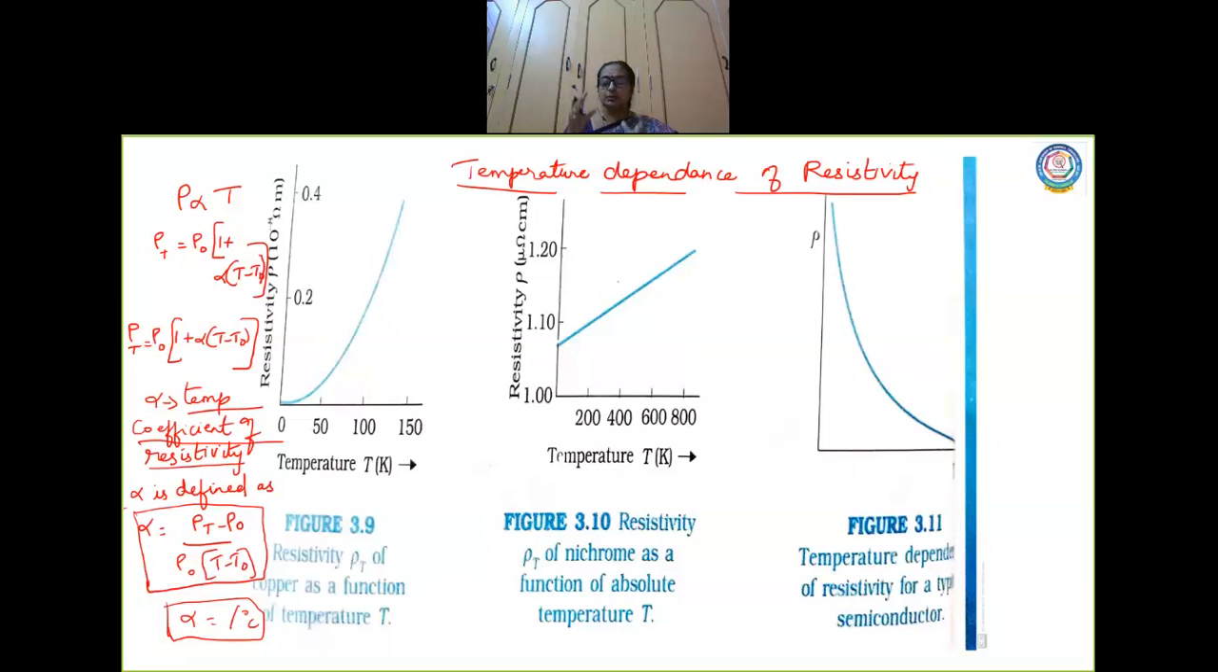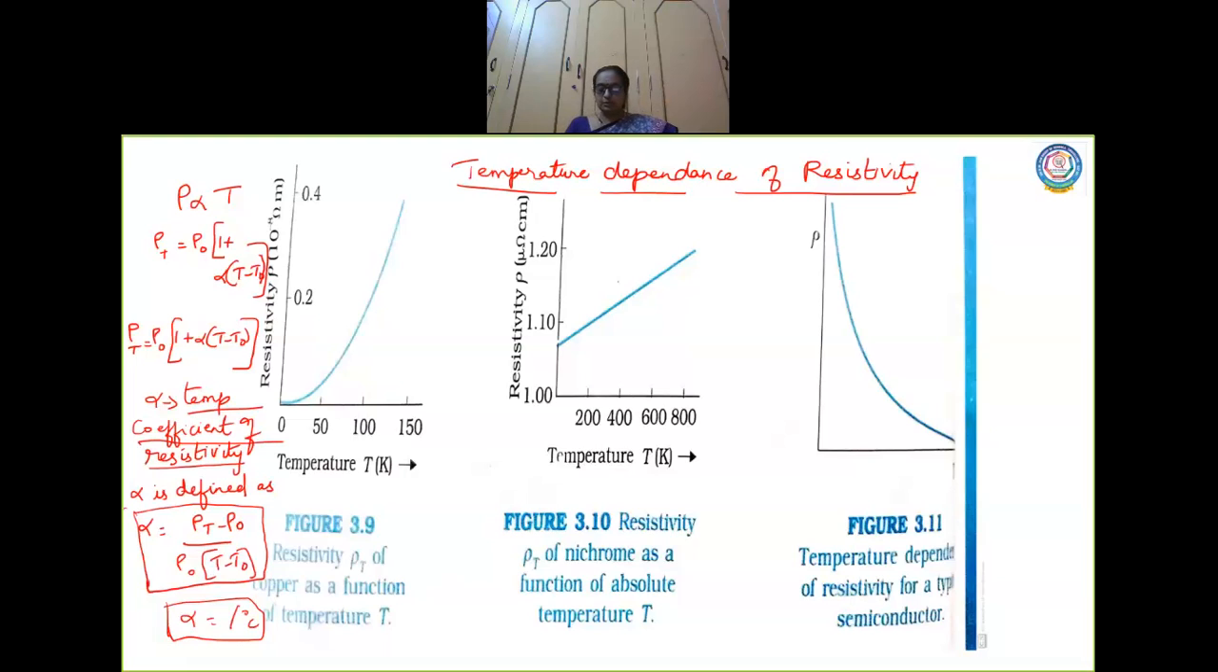Now what happens? That will affect the collisions, in the sense we talk about tau. Tau is nothing but the average time between two successive collisions. The average time will be reduced, because the collisions start taking place faster as the temperature is increased. So you have more frequent collisions taking place between the electrons and the positive ions, and the average time, tau, which is the relaxation time that we discussed, will be decreasing. If it is decreasing, then the resistivity will increase.